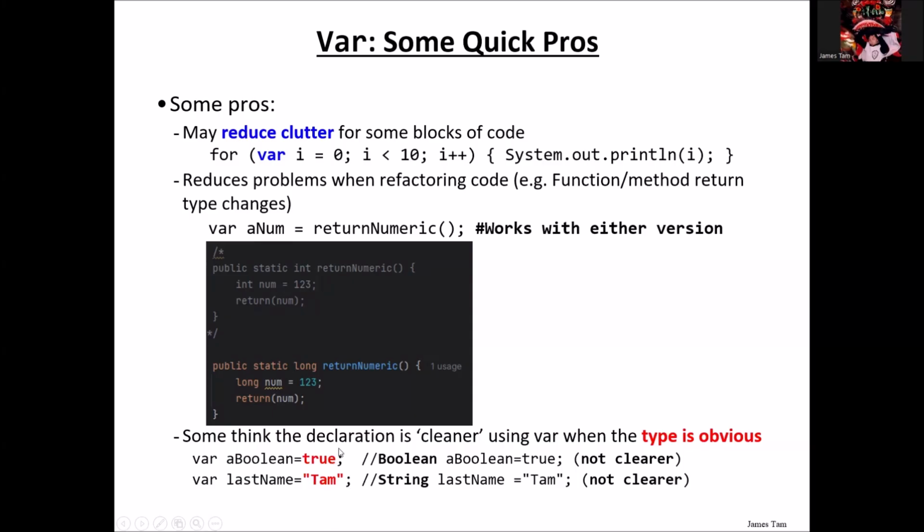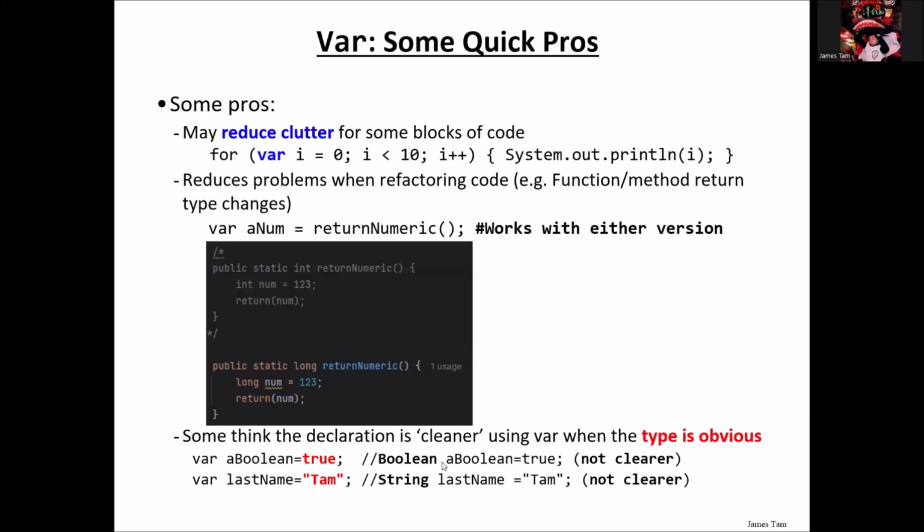Over here is something I wouldn't necessarily disagree with, where the variable declaration is cleaner and simpler when you use the VAR. The type is obvious. If you know the basic language, this is bleeding obvious, this is a Boolean. In addition, intuitively, I also have naming conventions to specify type. And this is a string because of the double quotes.